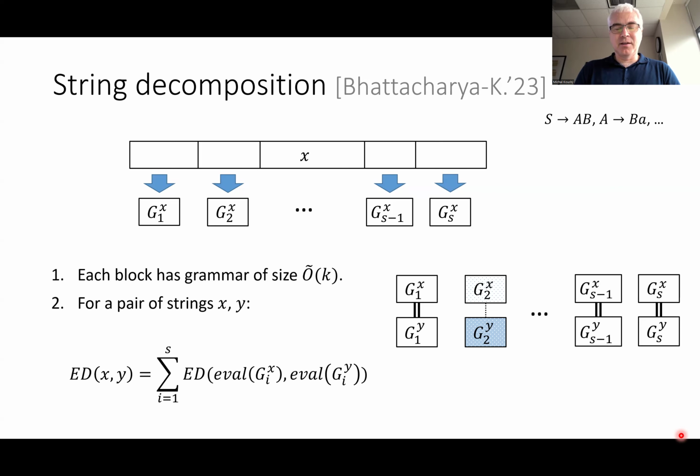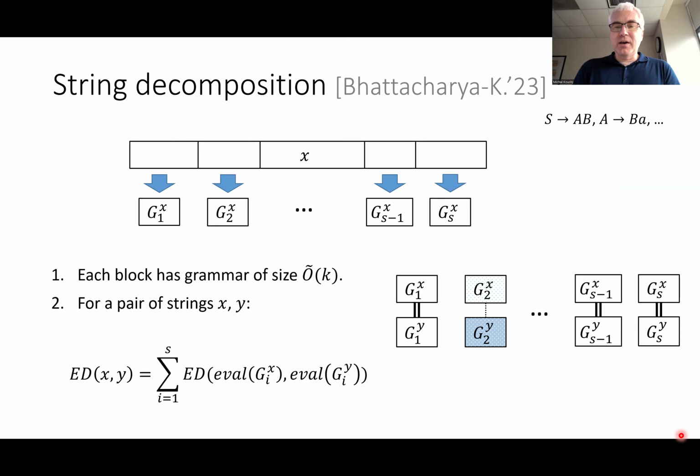In particular, if you want to compute the distance of x and y, you can just look at the pairs of grammars which differ from each other, look at their blocks, compute their edit distance, and sum it up, and that's going to give you the edit distance of x and y. So in that sense, this decomposition is compatible with the edit operations between x and y. All this is under the assumption that the edit distance between x and y is at most k. Then with good probability the decomposition is compatible.